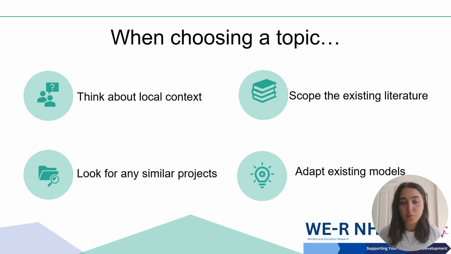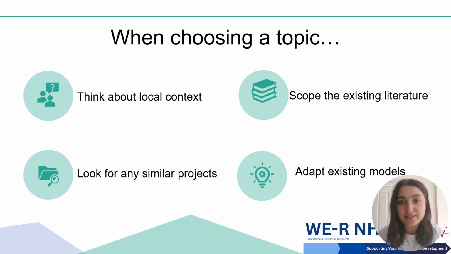When choosing a research topic, here are 4 interlinked strategies that you can use to help you choose a topic for research. It can be helpful to think about your local context. Is there anything you think works well or perhaps isn't working too well at the moment in your current role that could be improved if you could find out a bit more about the problem and some potential solutions?